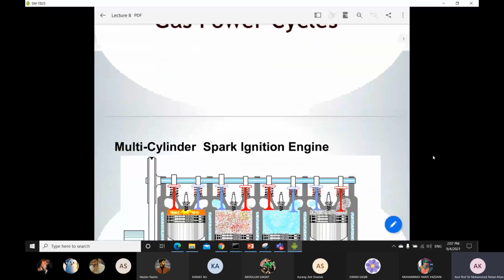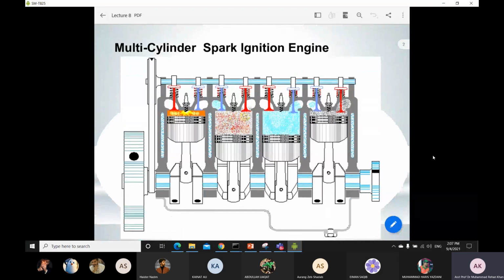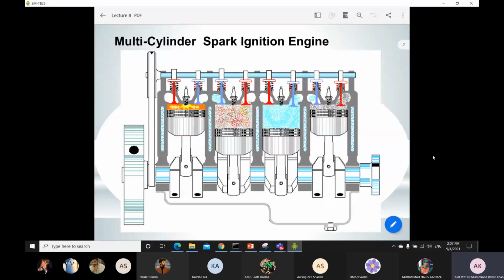Okay, so this is the basic idea for your gas power cycle. If you see your spark ignition engine in your automobiles, these are working on your gas power cycle. However, there will be a mixture of fuel and air inside it, but whenever we have to analyze gas power cycle, we have to assume something. So we will look at these assumptions before we start a thermodynamic analysis of gas power cycle. This is the basic example of your gas power cycle, which is your spark ignition engine.